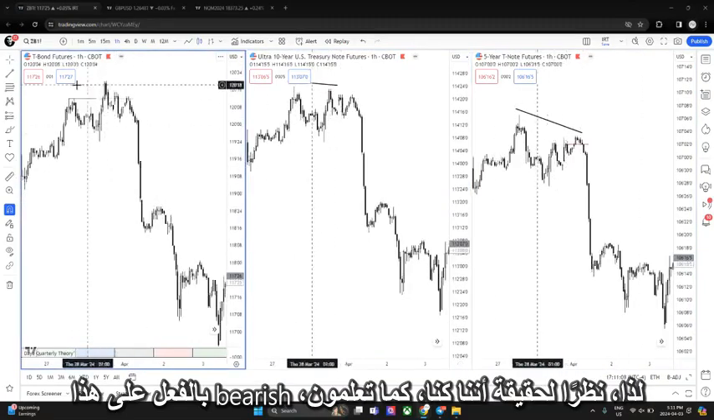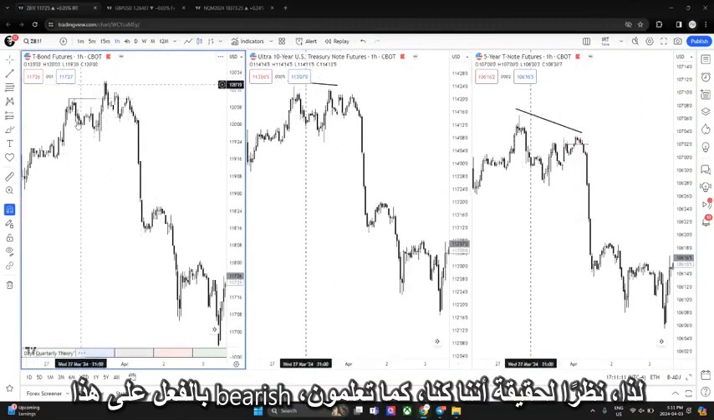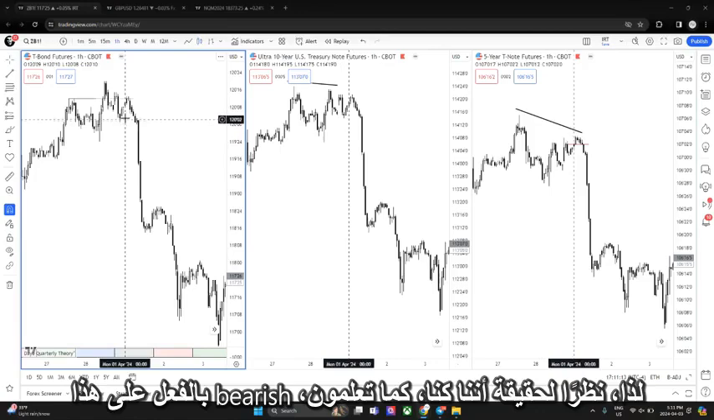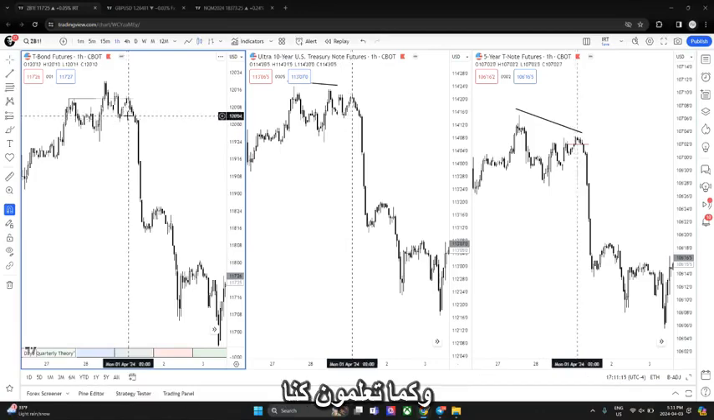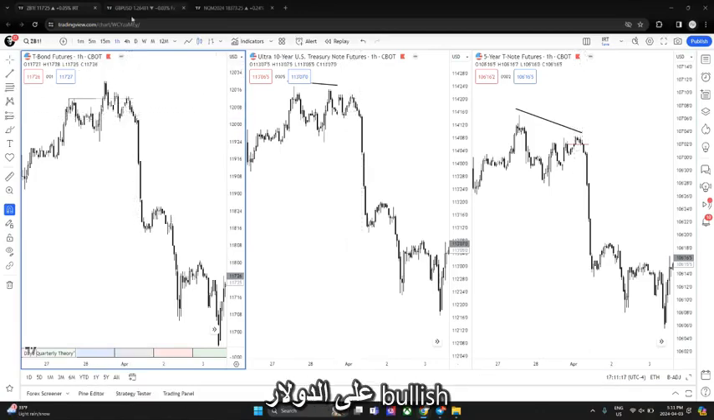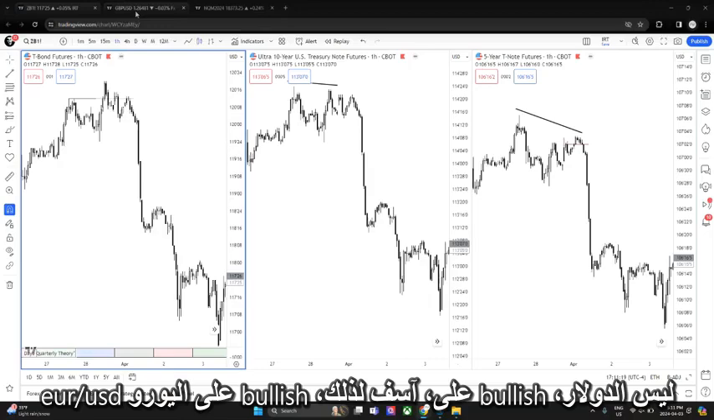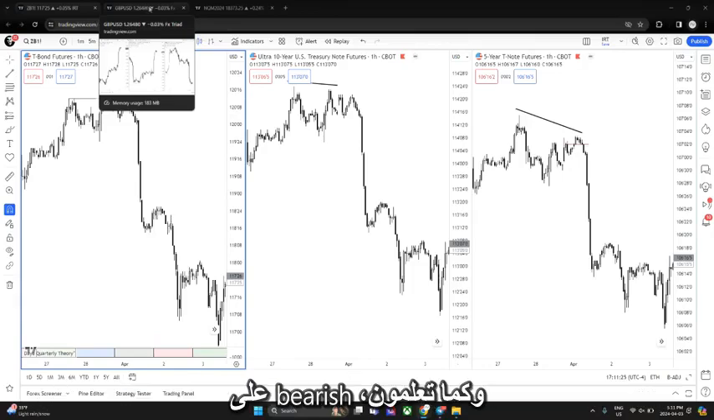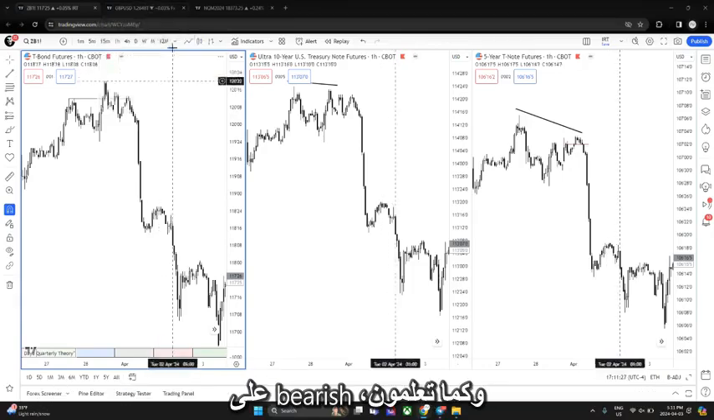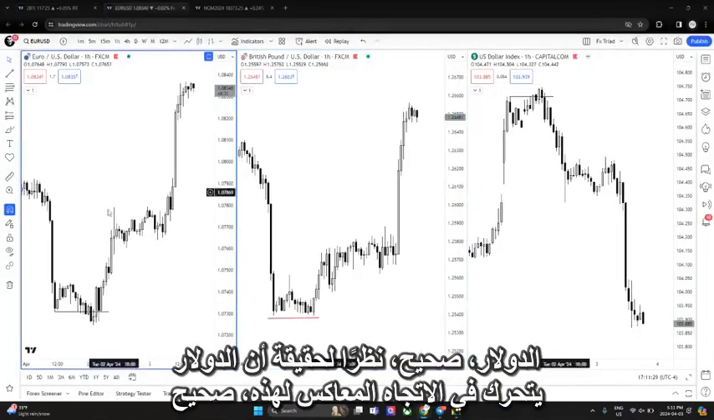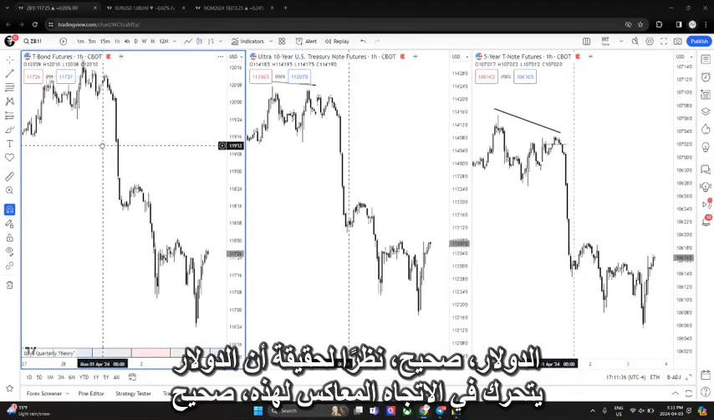So due to the fact that we were already bearish on this, and we were bullish on Euro USD, sorry about that, and bearish on the dollar, due to the fact that the dollar moves in the opposite direction of these.